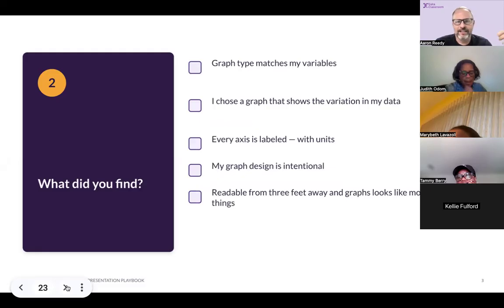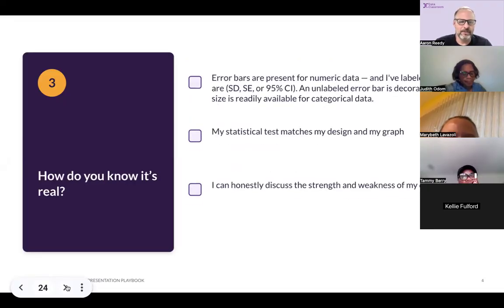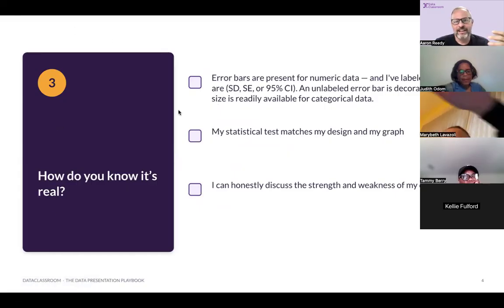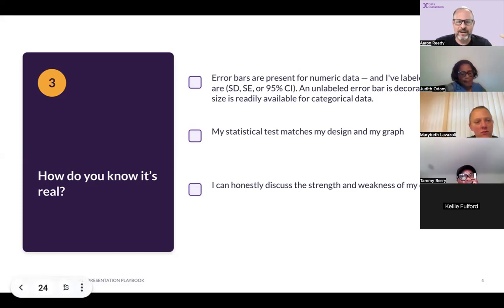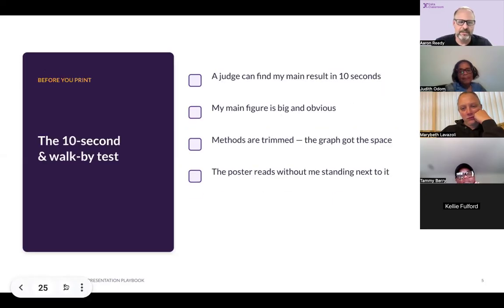What did you find? Does the graph type match your variables? Does your graph show variation? Is your graph design intentional and readable from more than 3 feet away? And this is a checklist again, for your students to use. How do you know it's real? Do you have error bars on there? If it's categorical data, do you have your sample size on there? Do your stats match your graph? And can you talk about the strengths and weakness? So that's a checklist of what I summarized for you all today.